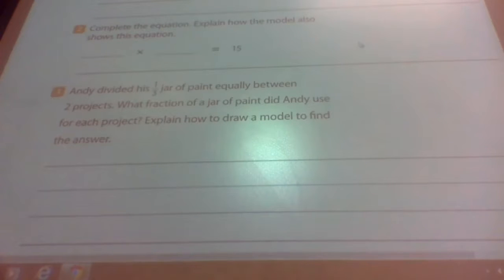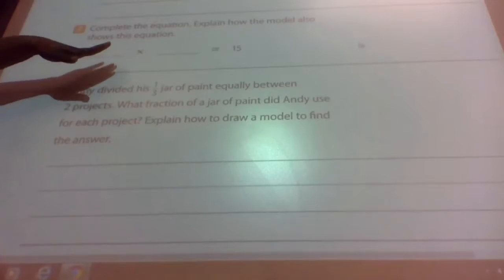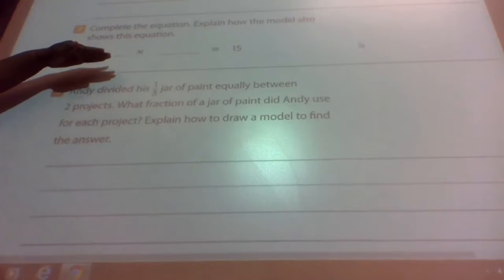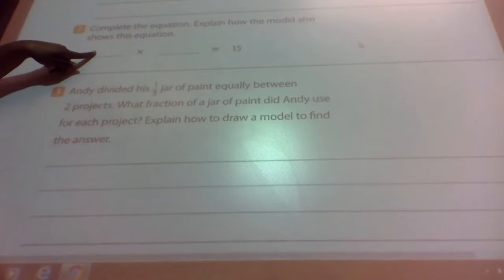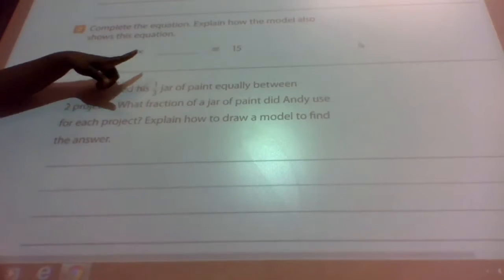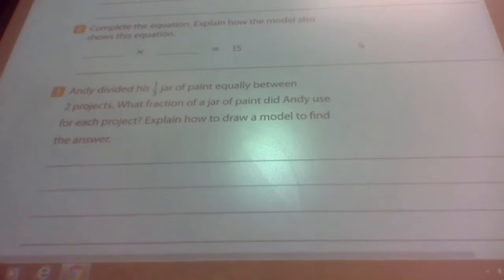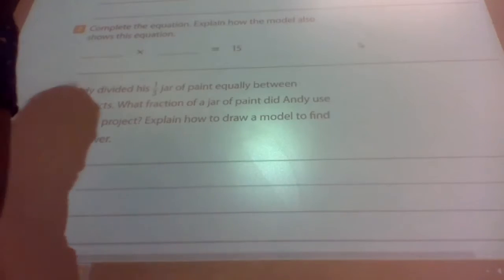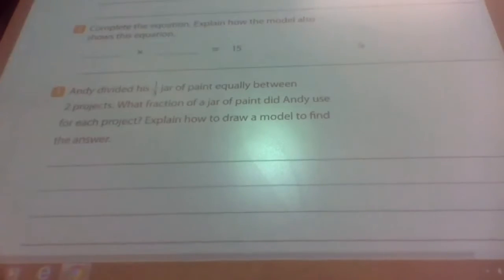All right, explain how the model also shows this equation. So what did I do? I took 5 blocks times 3 in each block. That gives me 15. All right. 5 blocks times 3 in each block.